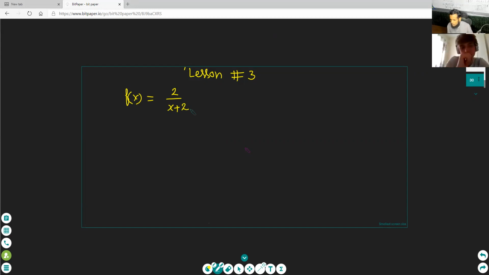So for the domain, first we need to set x plus 2 not equal to 0, because it will be undefined. Then x minus 2, so x cannot equal negative 2. And what we're going to do is make that in interval notation.